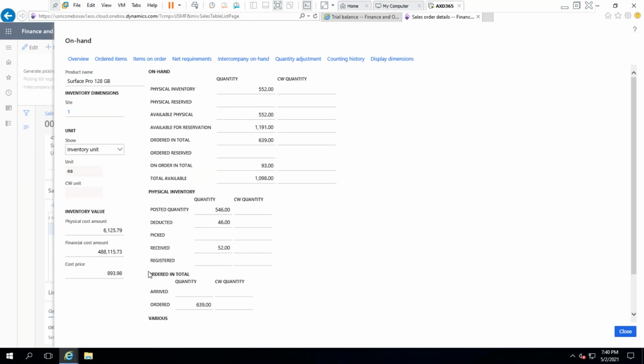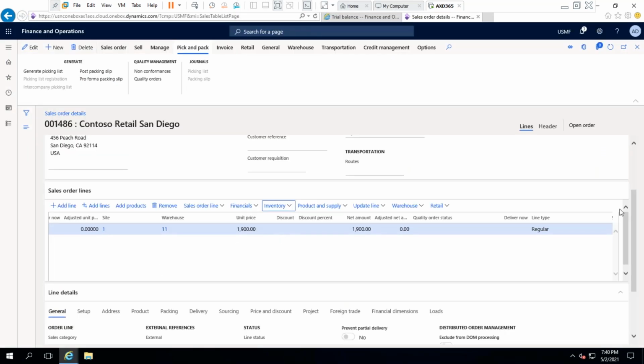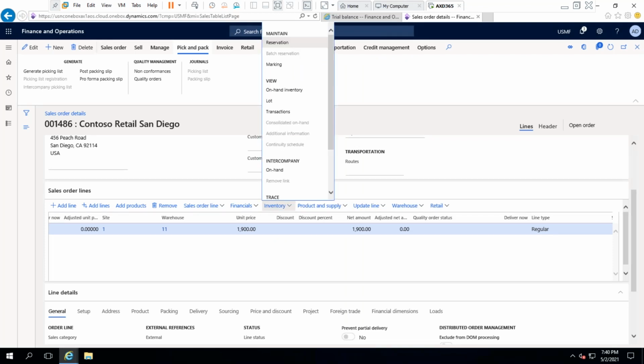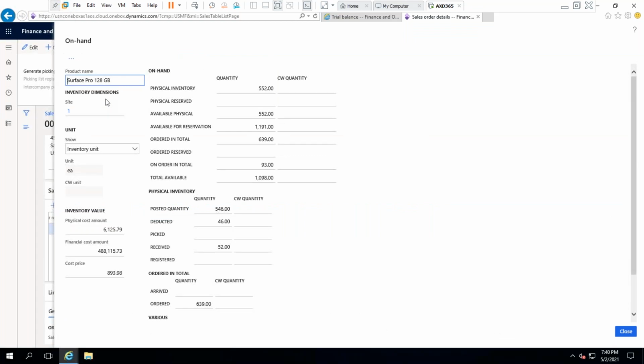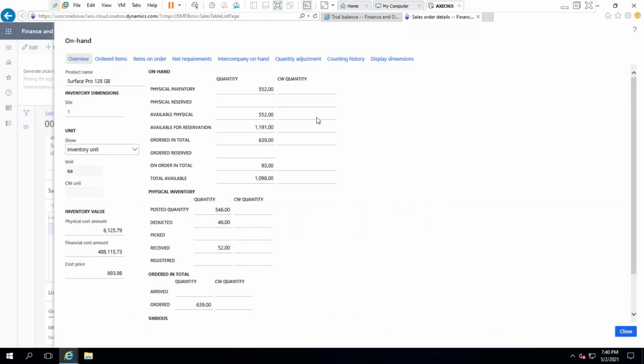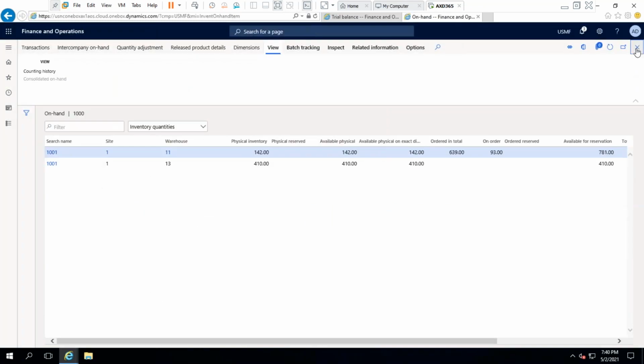One is from here, inventory management, on-hand inventory, at the line level. There are multiple options. Once overview. I'll show you another option also. You can go to view and you can see. Otherwise, let me show you another option. So from here you can see. Otherwise, one more option is there.